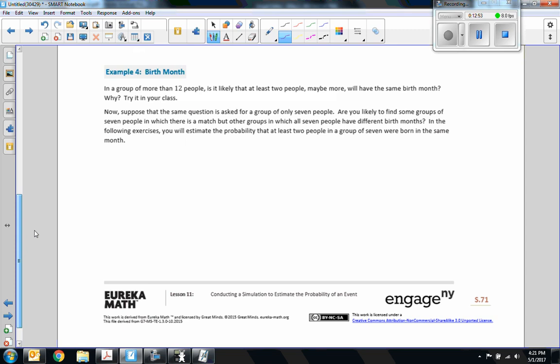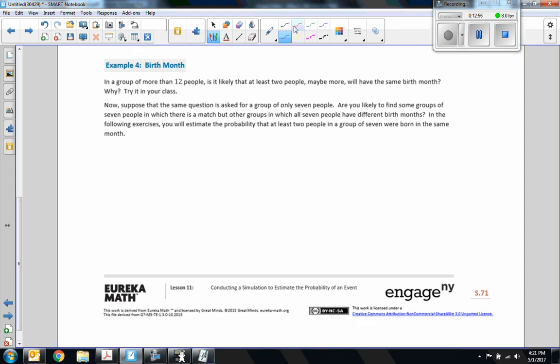So example four, let's move on to the next problem. Birth month. In a group of more than 12 people, is it likely that at least two people, maybe more, will have the same birth month, and why? Okay, well, there are 12 months in a year. January through December is 12 months. If we have 12 people in a class, then in order for us to not have a duplicate in the month, we would have to have one person for every month and no repeat. So everybody would have a different birth month, all 12. But if we go with more than 12 people, it is not possible to not get two in one.